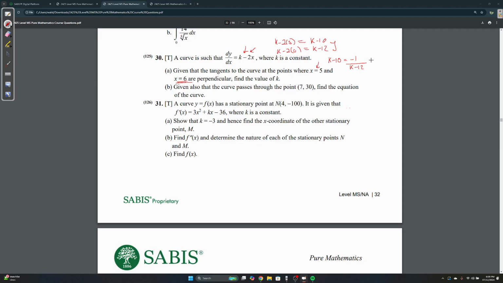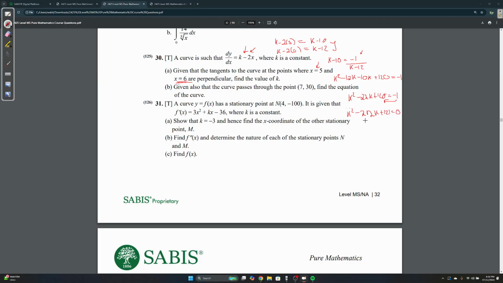To solve this, we're just going to cross multiply: k minus 10 times k minus 12. You're going to get k squared minus 12k, then minus 10k plus 120, equals negative 1. Don't forget about this. Let's distribute: k squared minus 22k plus 120 equals negative 1. And then take the negative 1 over. You're going to get k squared minus 22k plus 121 equals 0.